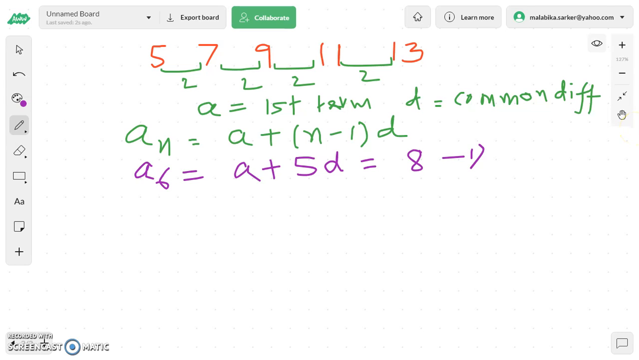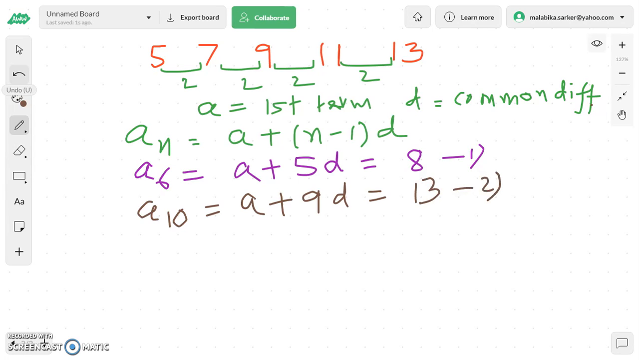And it has also been given that A10, that means the 10th term, is 13. So what is A10? It is the first term plus 10 minus 1, which is 9, 9d equals 13, sorry. Let this be our second equation.